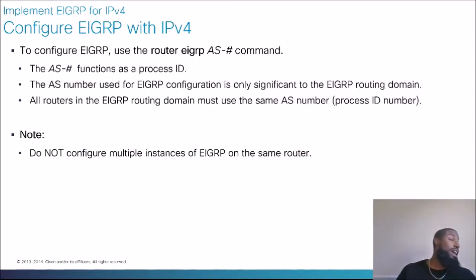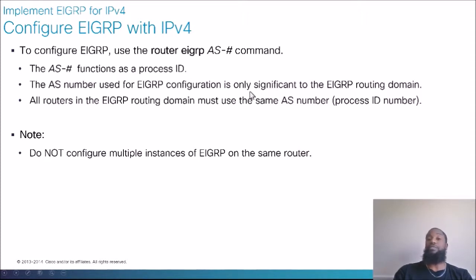Unlike OSPF, you could have router OSPF 1 on one router and router OSPF 1500 on the other. They'll still become neighbors. They just have to have other things to match, like the hello timers and stuff like that. They have to be in the same network, etc. OSPF process IDs are locally known, whereas AS numbers have to match for EIGRP routers to become neighbors.